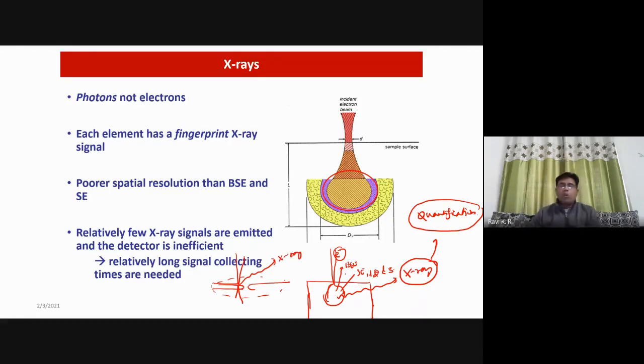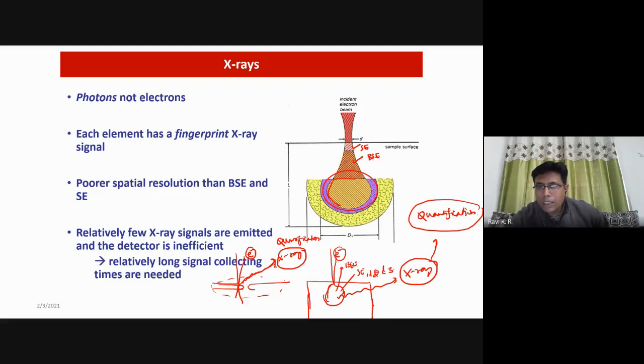Okay. In both the cases, you have an incoming electron, then it is interacting with the sample. During this interaction, X-rays are actually generated. Based on this X-ray, you are doing a quantification. If you look at this particular interaction volume, this is the place where you start getting secondary electrons. This is the region where you start getting backscattered electrons. So this is actually the region which is of interest.